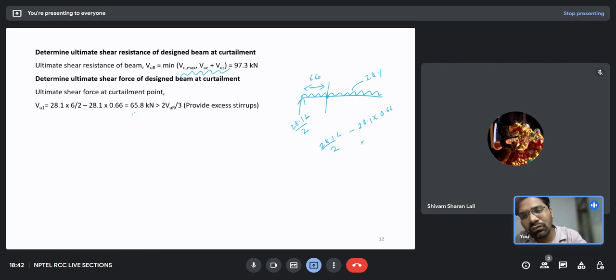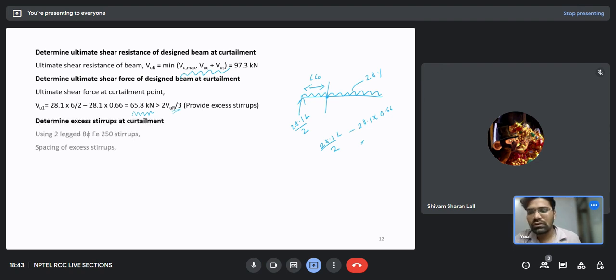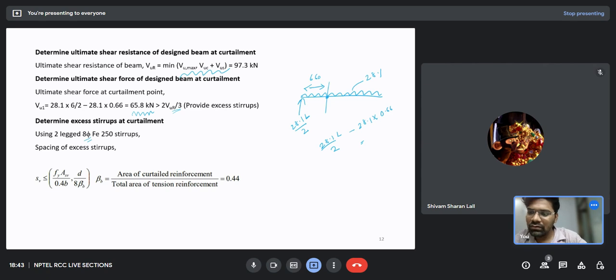Now this shear force is greater than two-third of what my beam can resist. So obviously, if it is greater, I will have to provide extra stirrups. I am providing the extra stirrups in the form of two-legged 8 mm, and the spacing I will have to take care based upon the minimum area and the minimum spacing. So the spacing should be lesser of these two values, and beta is the area of the curtailed 25 bar, and this is the total area.